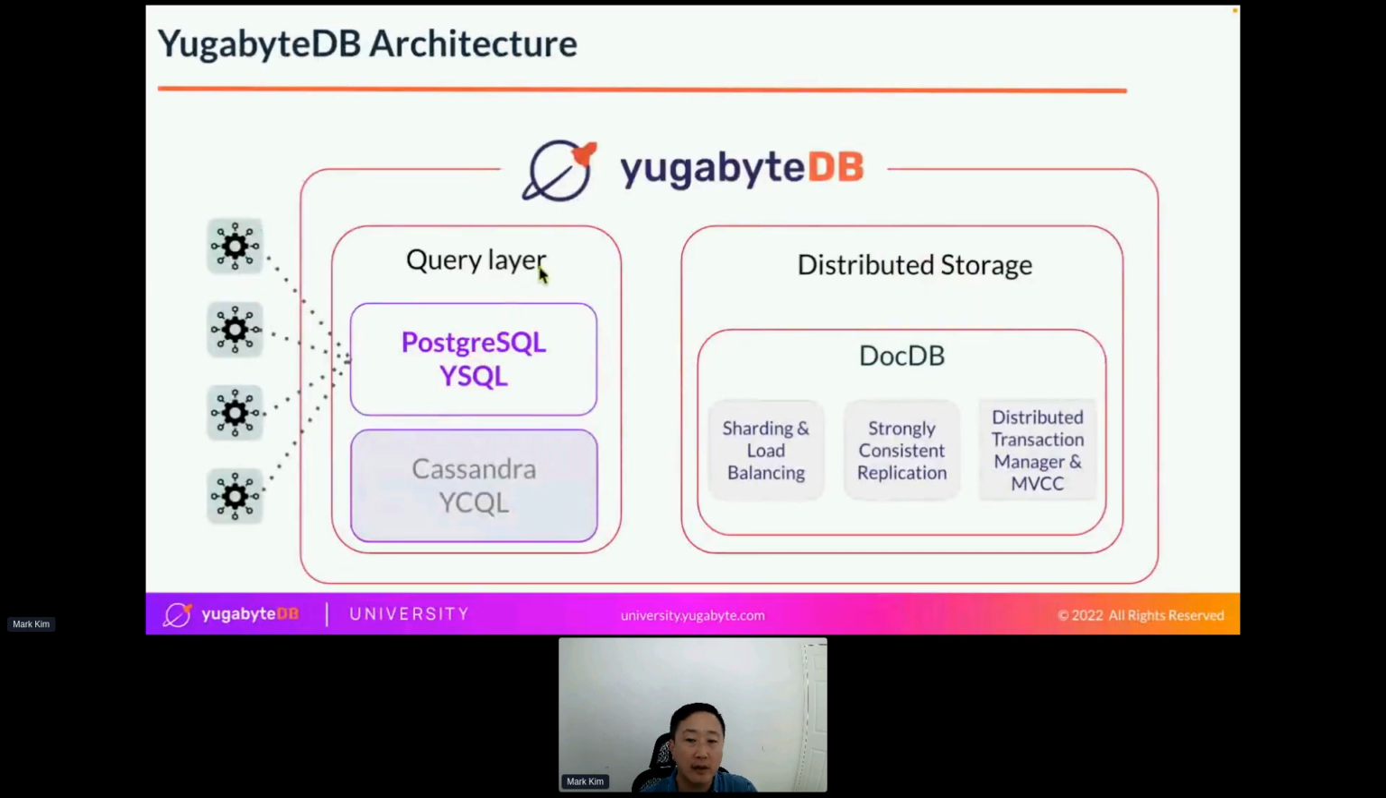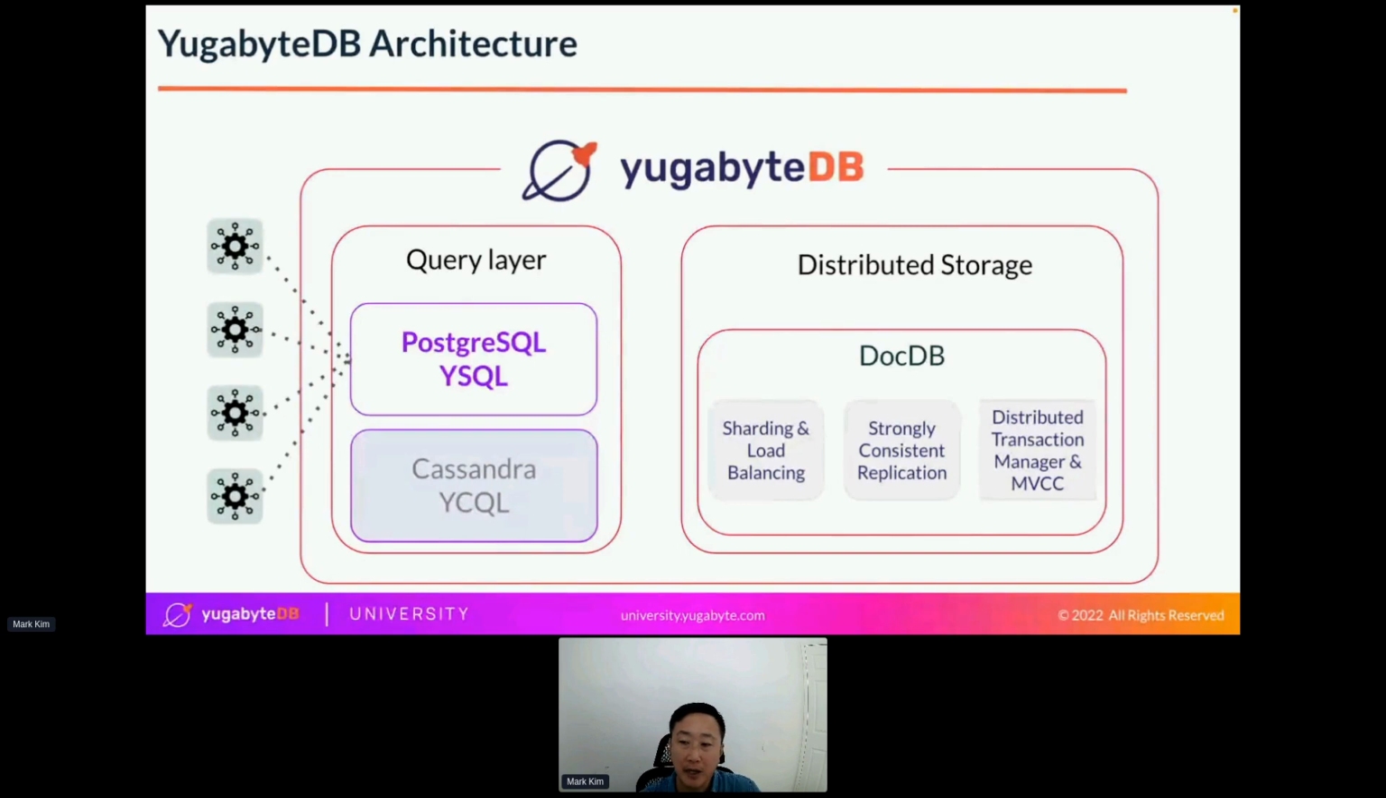Just a quick look at our architecture here. The query layer of YugabyteDB supports both Cassandra and PostgreSQL. In this presentation, we will be leaning more toward PostgreSQL as part of our demos and demonstrations. If you're looking for more demonstrations using Cassandra or our YSQL query layer, please take a look at the YSQL introduction recording that I made earlier this morning.